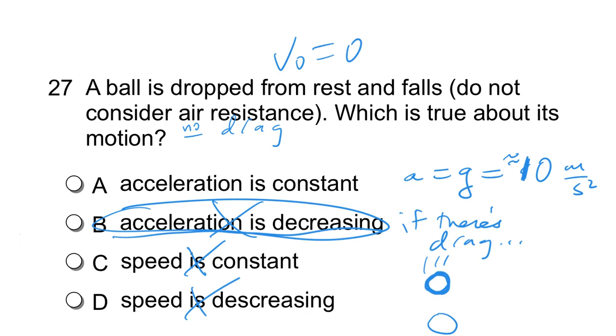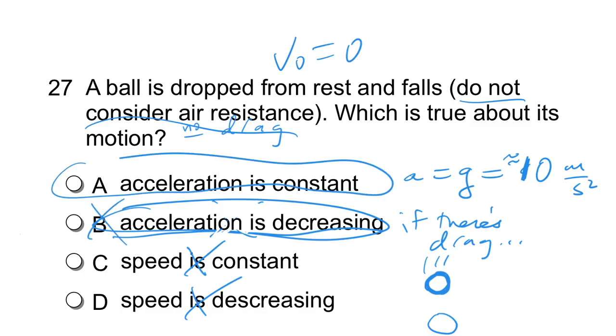So this one's correct. B is correct if there's air drag, but it says there is no air drag. So do not consider air resistance, so it's not B, letter A.